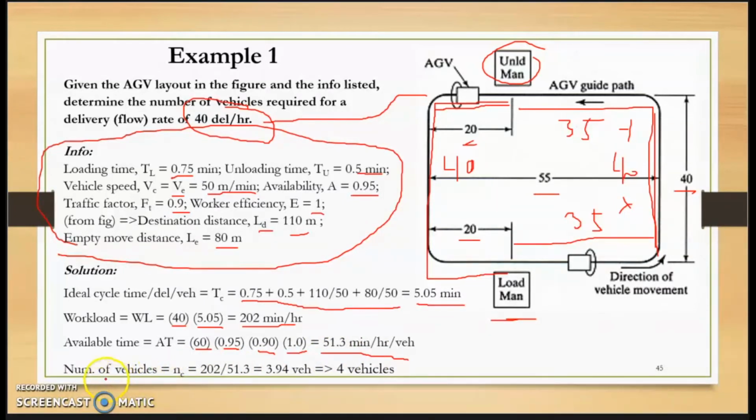And lastly, the number of vehicles equals workload over available time, which is 202 divided by 51.3. We got 3.94 vehicles, or approximately 4 vehicles, required in this system to have 40 deliveries per hour.